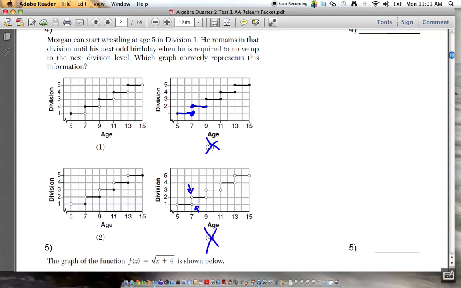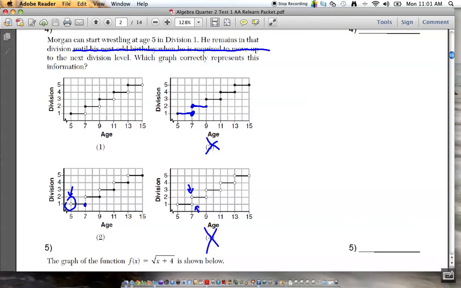so that can't work. If I look here at choice 1 or choice 2, this means, first off, he doesn't even start on the day he's 5 years old because it's an open circle. And then on the day he turns 7, according to this, he stays in Division 1 because that's filled in. And only after he's 7 years old does he move up to Division 2. And that's not what it says here. It says until his next odd birthday when he is required to move up.